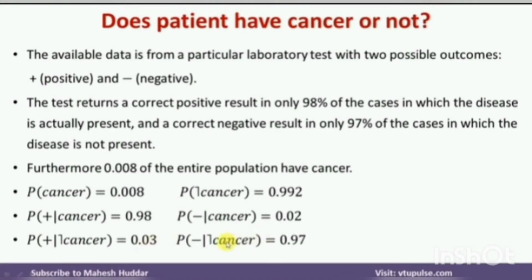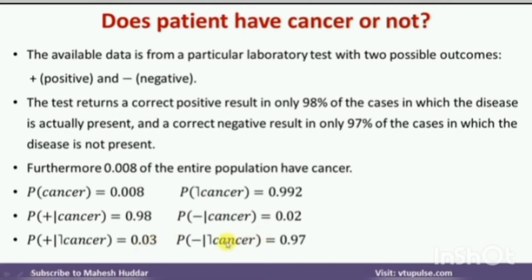So now let us see, does the patient have cancer or not? The available data is in the form of a particular laboratory test with two possible outcomes, positive and negative. So in the laboratory cancer test, there are two possible outcomes, either positive or negative. The test returns a positive result in only 90% of the cases in which the disease is actually present, and a correct negative result in only 97% of the cases in which the disease is not present. Furthermore, 0.008 of the entire population has cancer. P of having cancer is equal to 0.008. P of not having cancer is equal to 0.92.